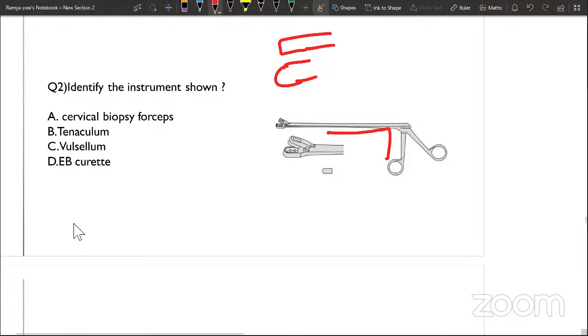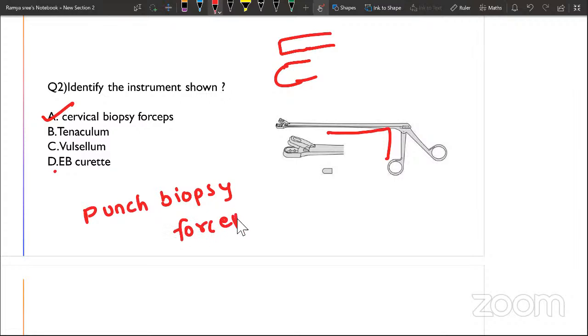Excellent, Mansi. So this is nothing but a cervical biopsy forceps or punch biopsy forceps. This is a punch biopsy forceps. Nowadays they're also asking instruments. So for every clinical scenario we discuss, we'll try to include some instruments so that you finish the instruments. Whenever you have a visible lesion on the cervix, you use this punch biopsy. How do you identify it? It is angulated. This angulation will help you in identifying it.